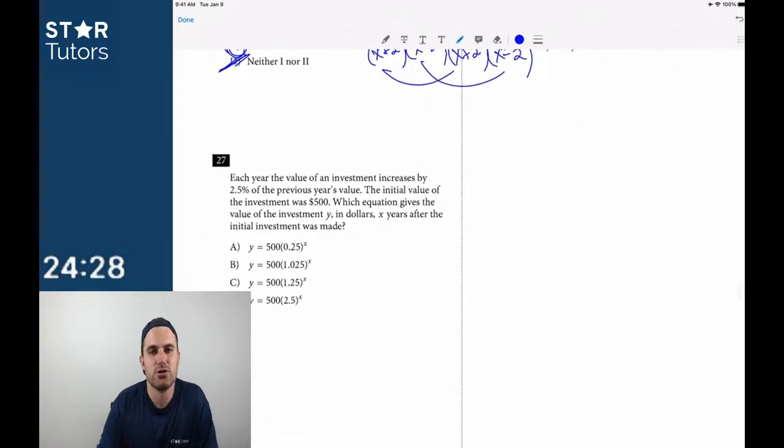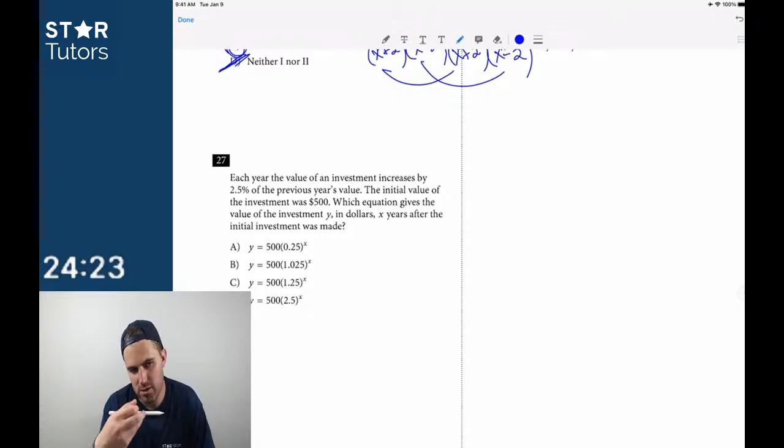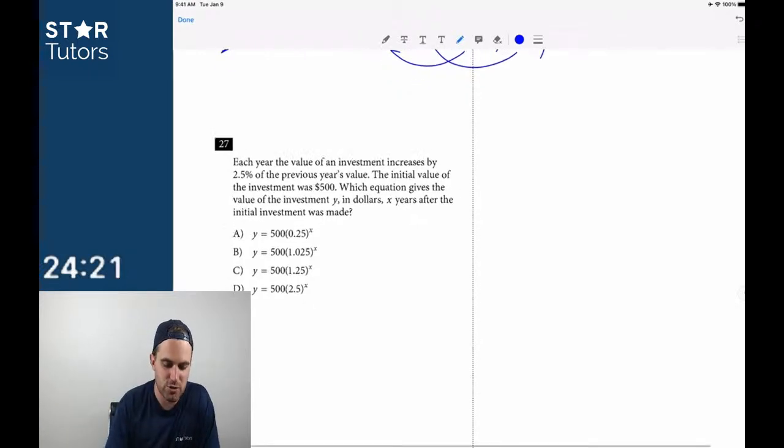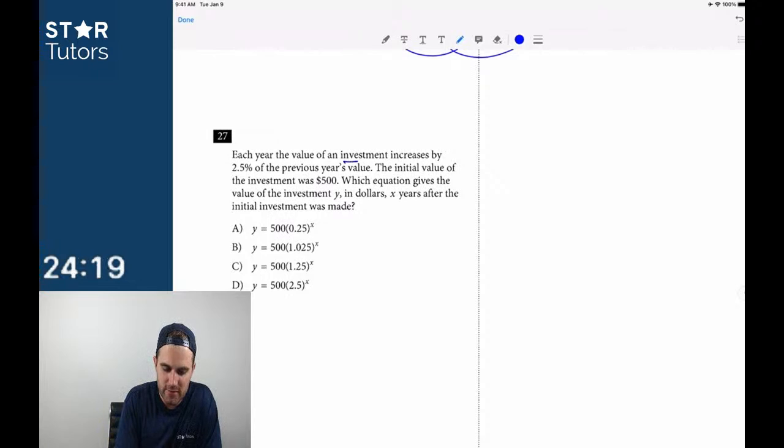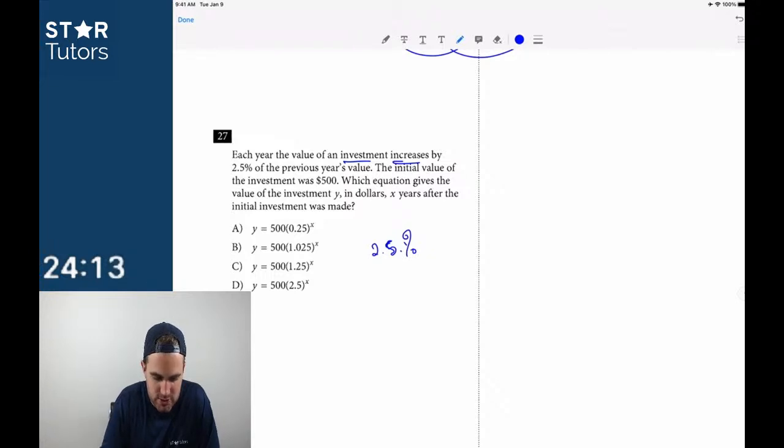Each year, if you guys know the compound interest formula, this should be a pretty easy one. Each year, the value of an investment increases by 2.5%. So right away, 2.5% means that we can eliminate 0.25, and the answer is going to be B here, I think, 27.